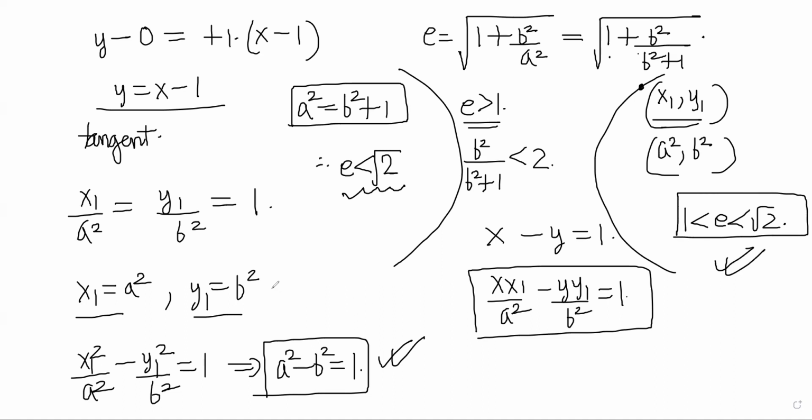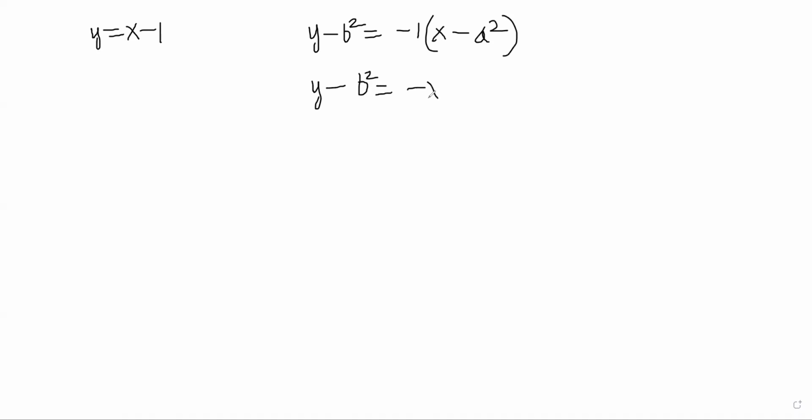Now the rest of the problem is pretty easy. We just write the equations of the tangent and the normal. They pass through this point. So we know the equation of the tangent already. The tangent equation is y is equal to x minus 1. And the normal equation, the normal will have a slope of minus 1, and it will pass through a square comma b square. So it will be y minus b square is equal to minus 1 into x minus a square. So y minus b square is equal to minus x plus a square. So x plus y equals a square plus b square. That is the normal. And this is the tangent.